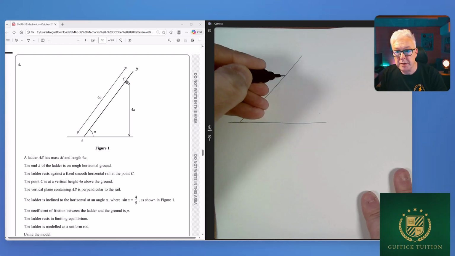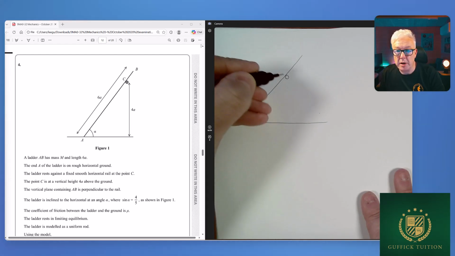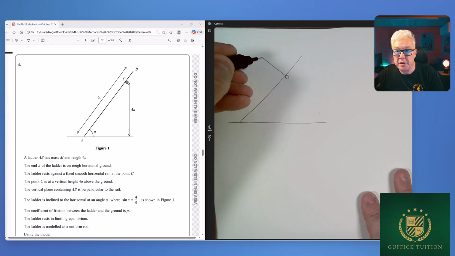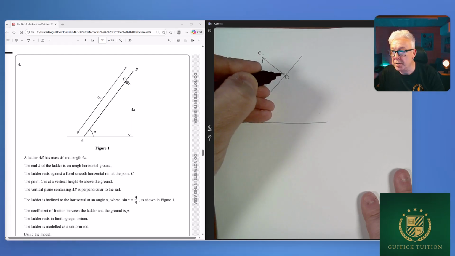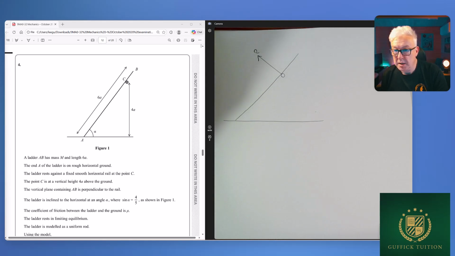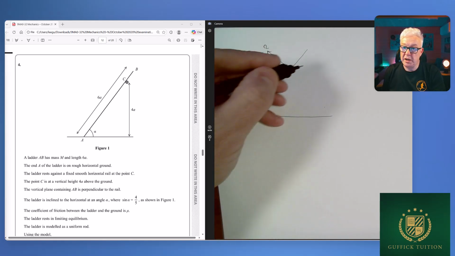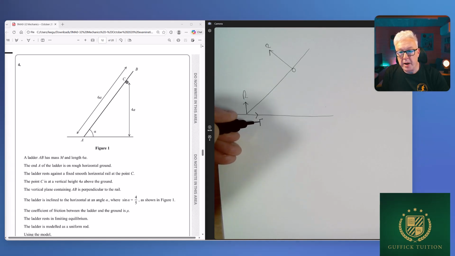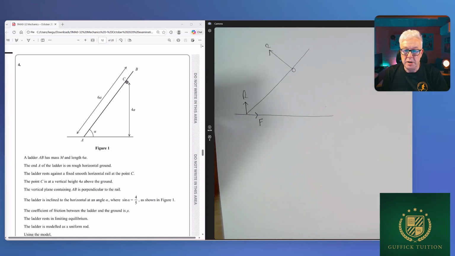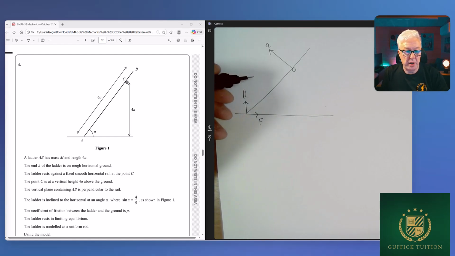So there's, they're calling it a rail this time. The first thing to notice is that because the rail is smooth, the normal reaction is perpendicular to the ladder. We've got a normal reaction down here, which we're going to call R. It's in limiting equilibrium, which means that if it was going to be going anywhere, it would be sliding off the rail, especially as the rail is smooth. So that means that friction is going to the right.